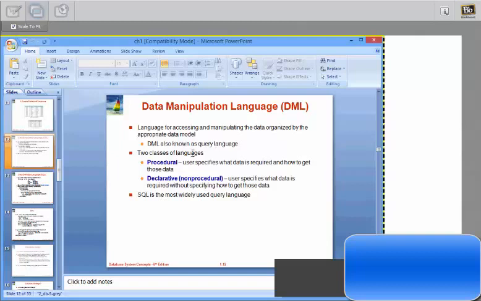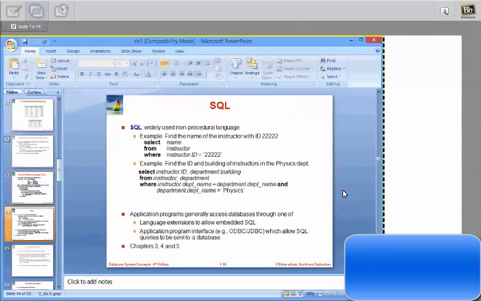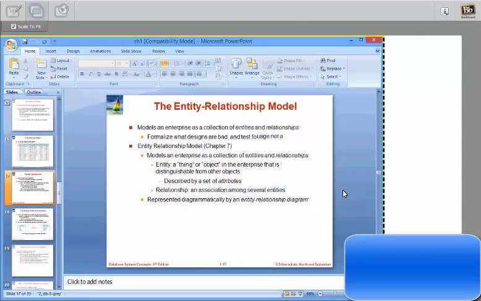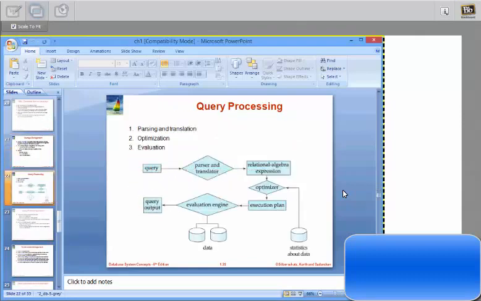So here, these three things: data manipulation language, procedural, and declarative. Maybe they will ask you about these three things as a definition. Same thing about data definition language. It could be in your short answer question, as well as any question related to this slide in MCQs, true and false, fill in the blanks. Now SQL, same thing applies to this slide only. Now coming towards the storage management.